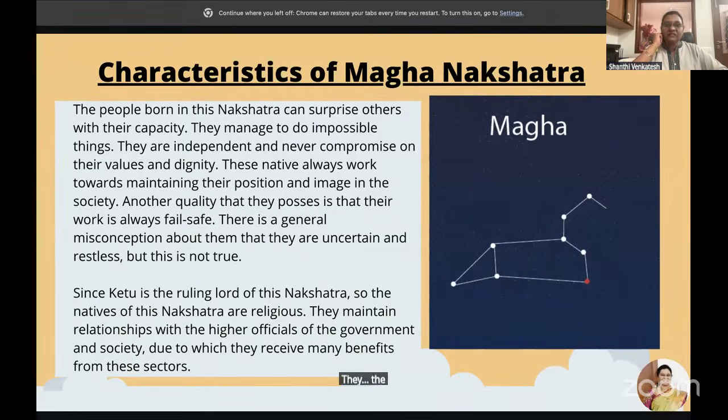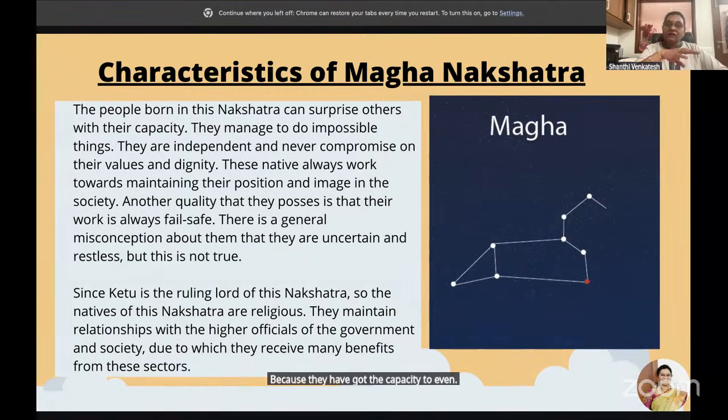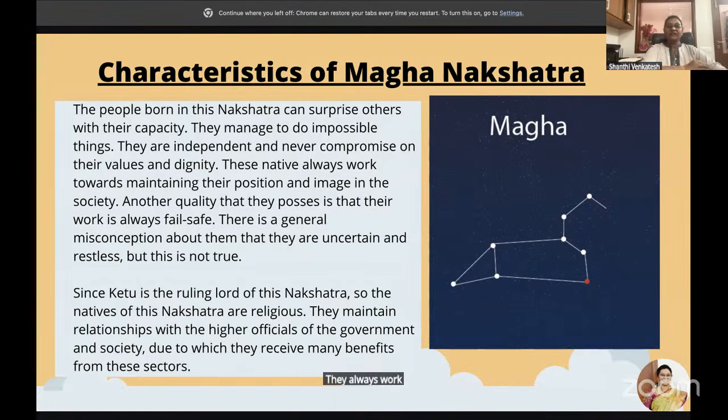The people who are born in this nakshatra can surprise others with their capacity, because they have got the capacity to even complete impossible tasks. They are independent, and they never compromise on their values and dignities. They always work towards maintaining their position and image in their society. For them, that is very, very important, because the symbol, if you see, it is that of a throne. So they always want to maintain that position in the society.